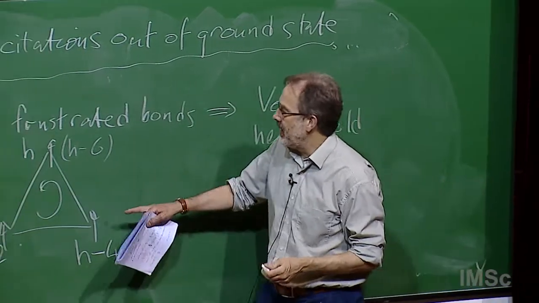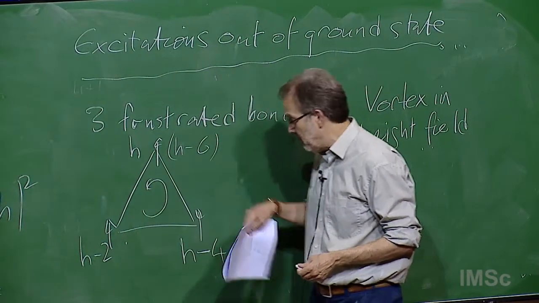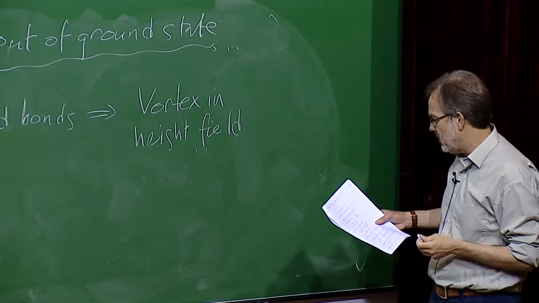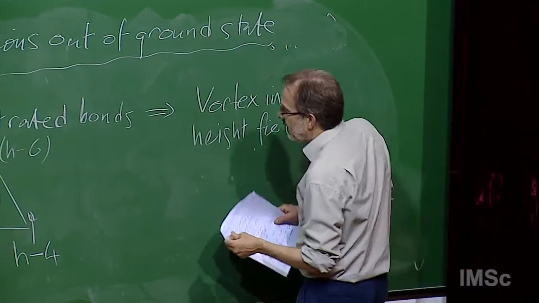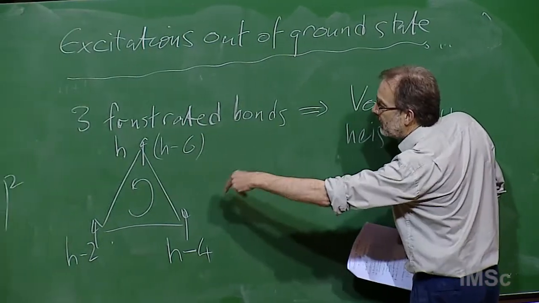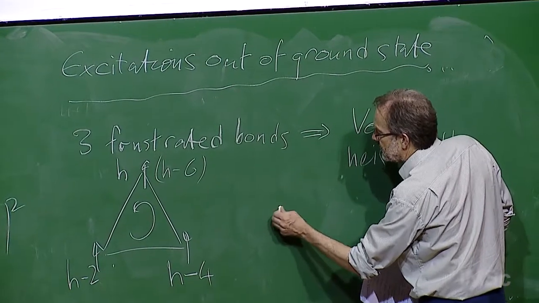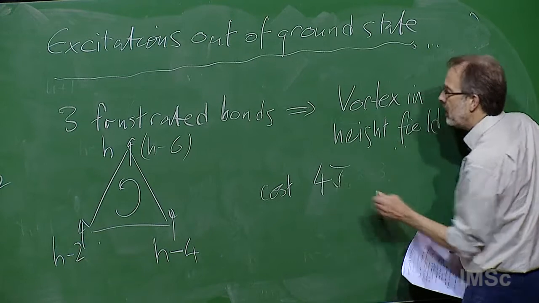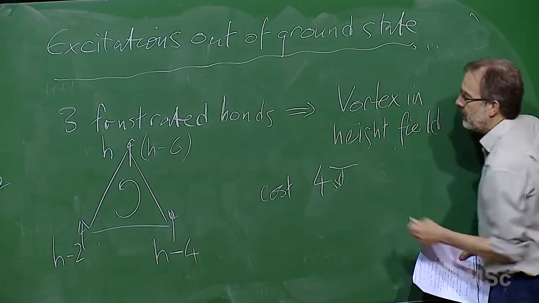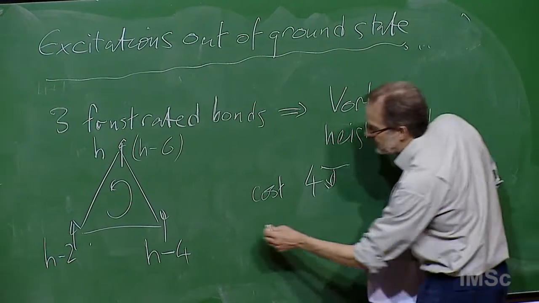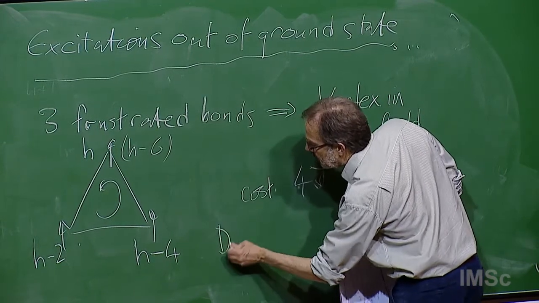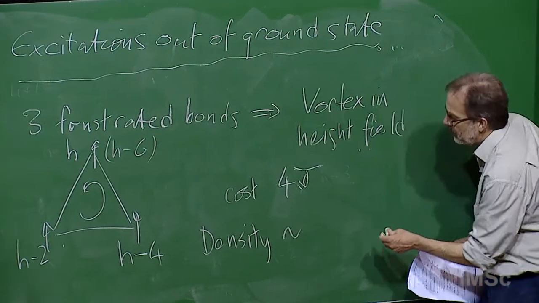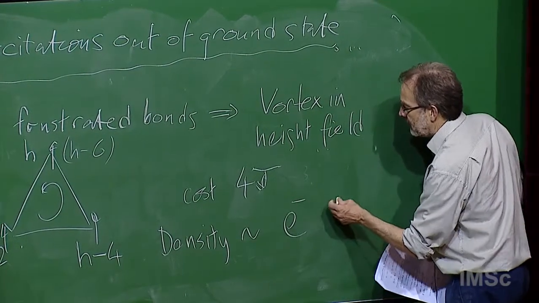Now, if you compare the energy of a triangle with 3 parallel spins against the energy of a triangle in the ground state, then the energy difference is, in fact, 4J. So the density of these vortices at low temperature will be reduced by their Boltzmann factor.